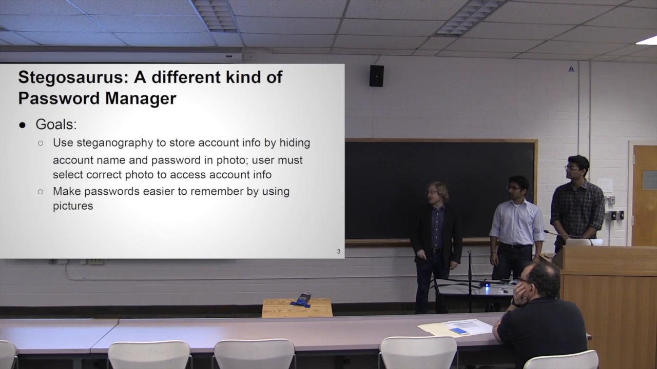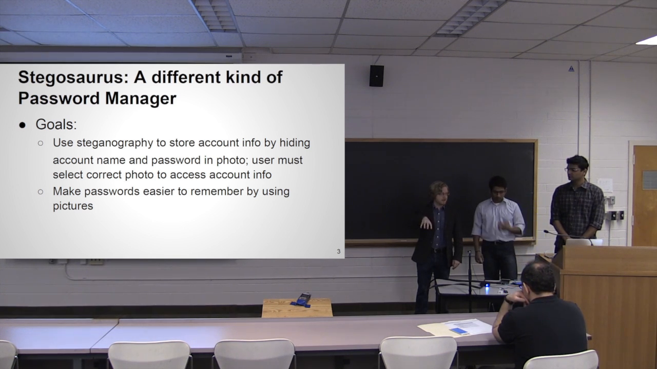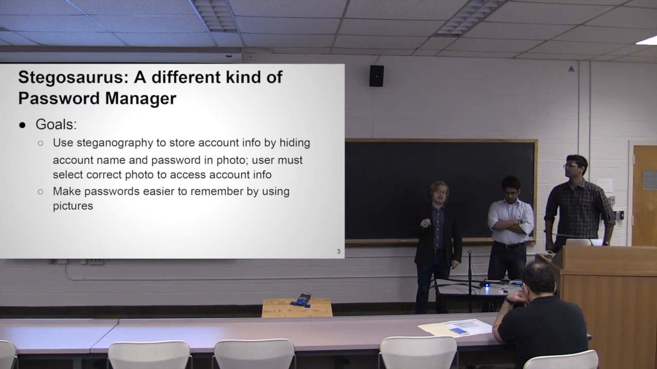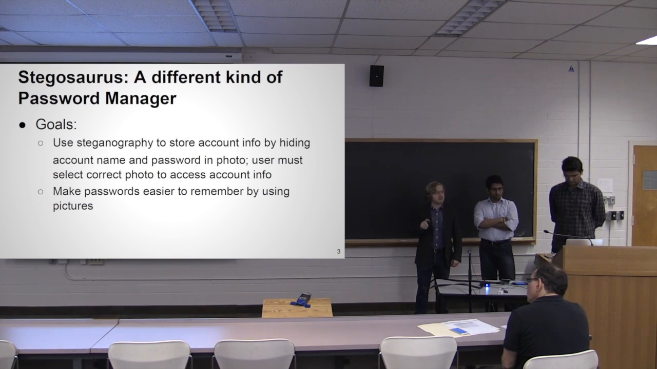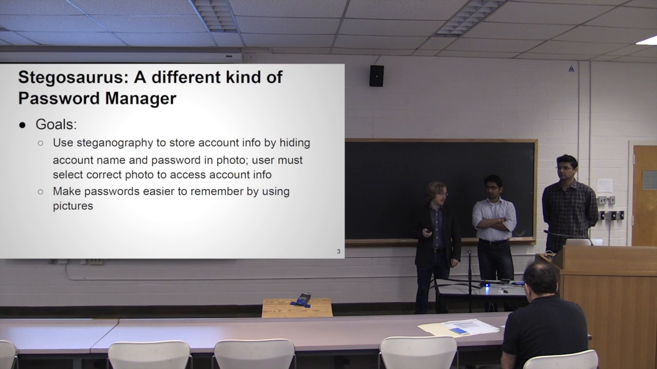The goal through using steganography is to allow you to store your account information inside pictures, actually by hiding it inside pictures, and then the user gets that account information back if they both select the correct picture and the correct account tag that the user is assigned to that particular bit of account information. We also want to make passwords easier to remember by doing this, because the user can then just remember the picture in which they stored it rather than the password itself, which is a much easier memory task.